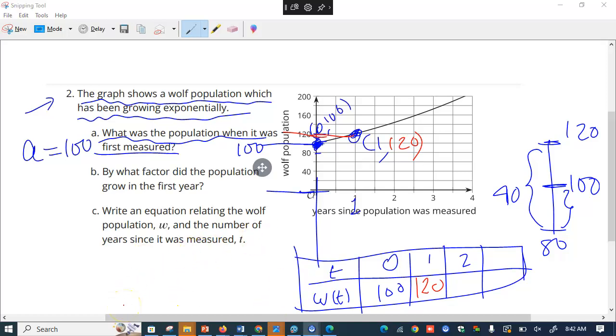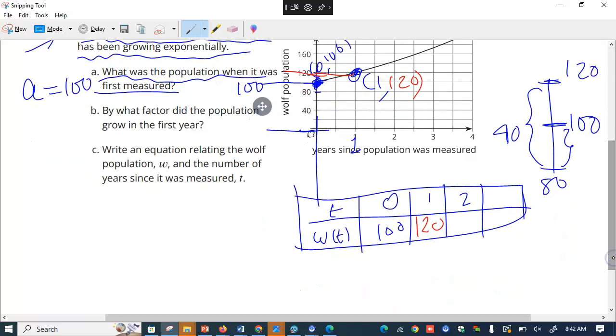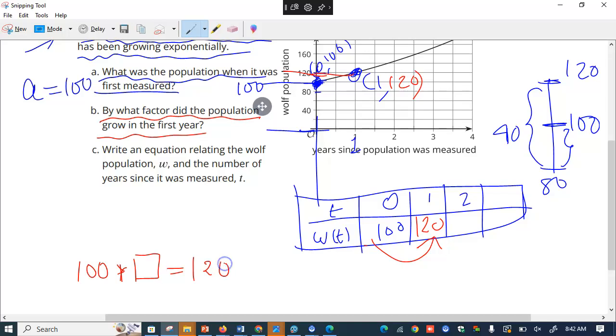Here we want to know what is the factor that multiplies. By what factor did the population grow in the first year? You can see I made a table. What number multiplies 100 to get to 120? It is as good as dividing 120 by 100. That means 12 divided by 10. We can still lower this by dividing by 2 on both numerator and denominator, and we get 6/5.